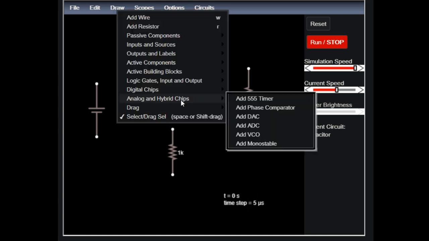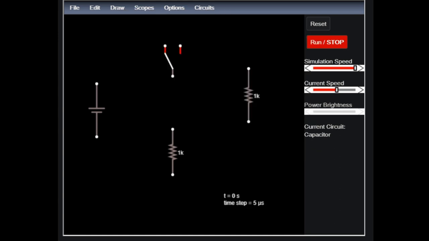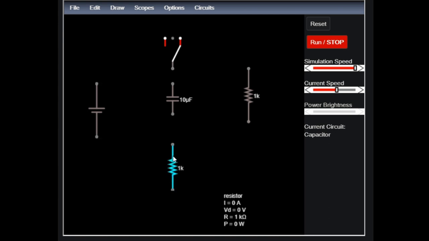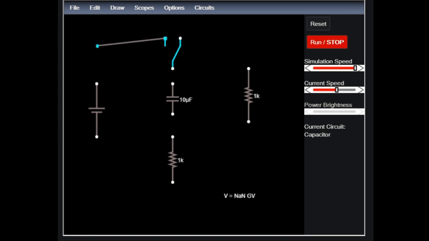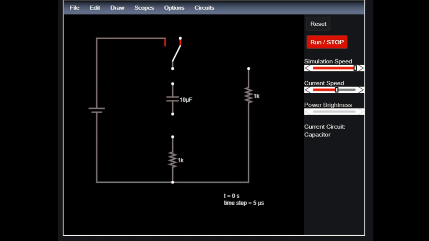Now we add also a basic component, that is capacitor. So capacitor here. So now we can connect all the components using the wire. So we connect this. We connect the power source with the SPDT, and also we connect the negative terminal with this resistor. As usual, we connect all the components to make it work.